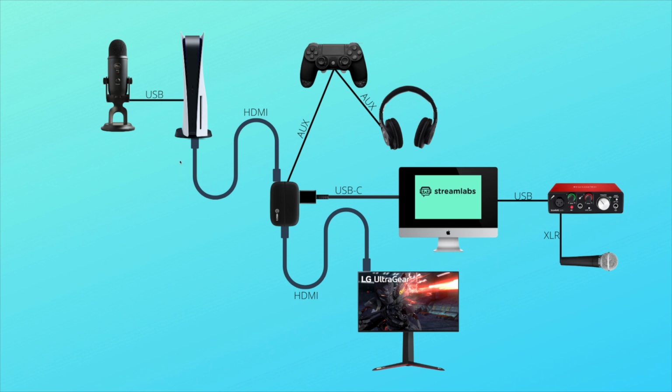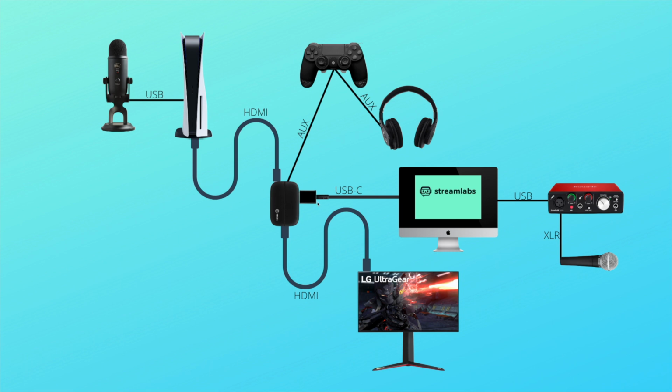My gameplay is generated from my PS5. From there, it travels to our first piece of equipment, my Elgato capture card. This is what collects the video signal and sends it to my computer. From there, the video travels to my monitor, where I will be viewing my game as I play. Now, I use a monitor, but you could use a TV as well, and it would work just the same. So that's video. It's pretty straightforward.